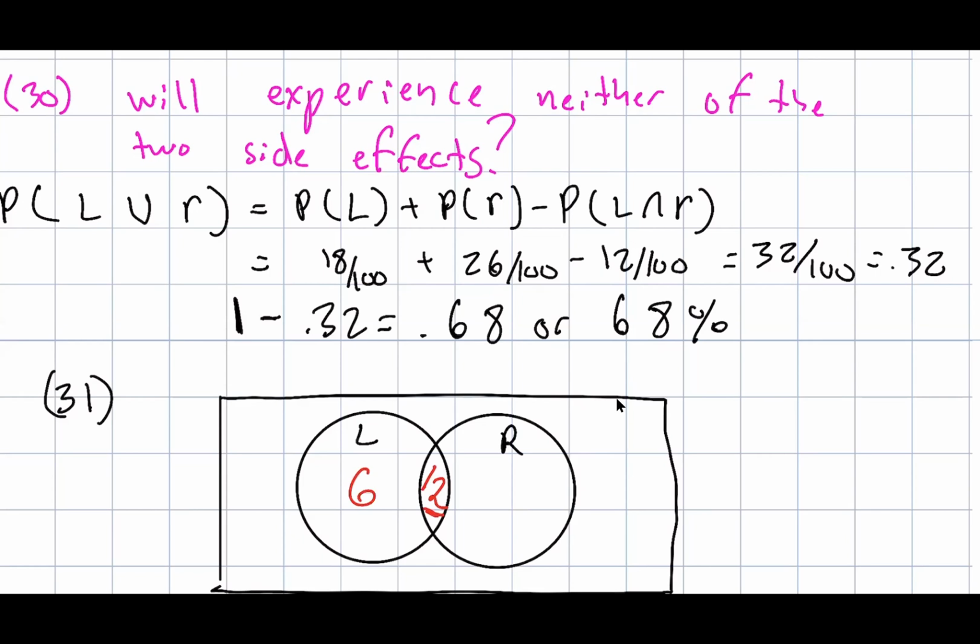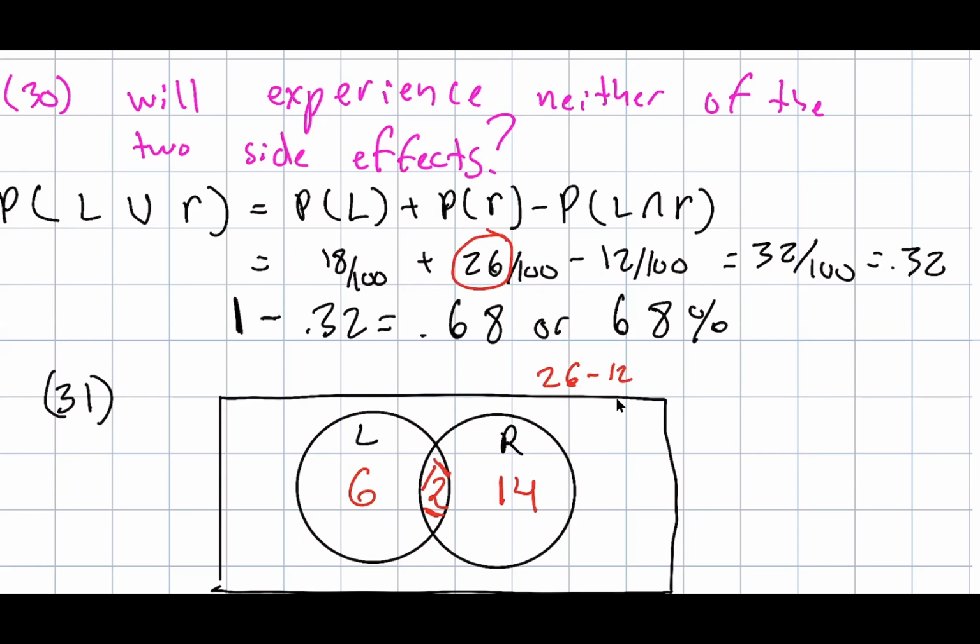Then you also want to do that for people who have raised blood pressure. How many people do we have that have raised blood pressure? That's 26. But you already have 12 in the middle, so 26 minus 12. What's 26 minus 12? Well, that's 14. So if you do 12 plus 14, you get 26.